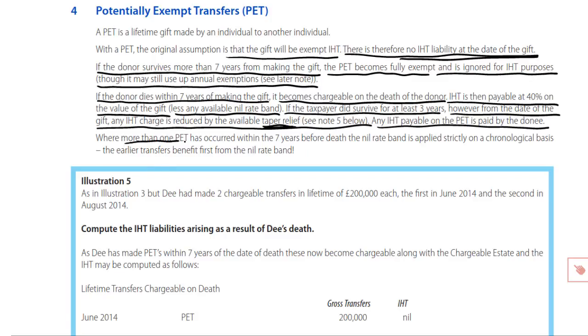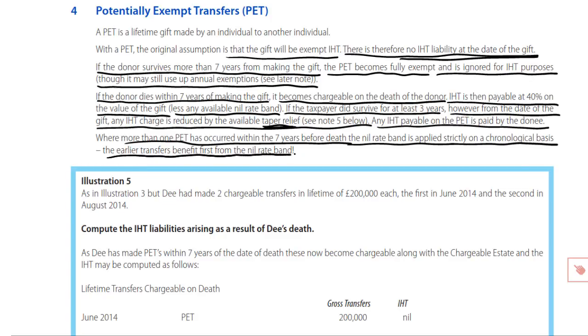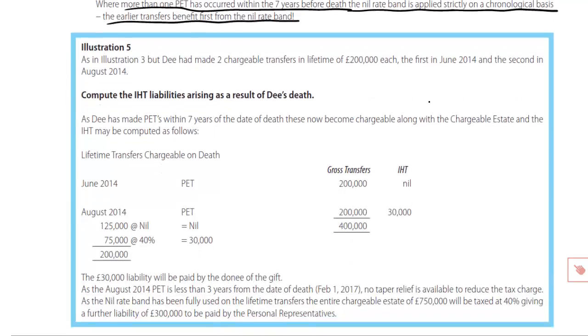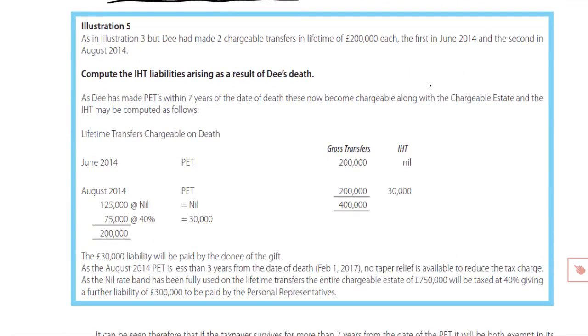Where more than one PET has occurred within the 7 years before death, then the nil rate band, as you'd logically think it to be, would be applied strictly on a chronological basis. The earliest transfers benefit first from that nil rate band, as we'll now illustrate with illustration 5.